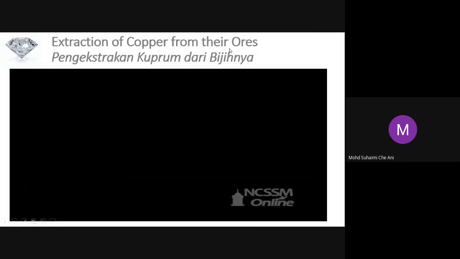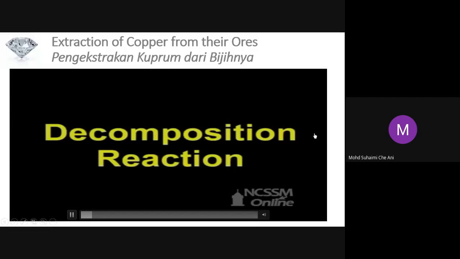Copper tadi you guys learned, with copper we can just heat the copper and then afterward you will get the metal. So in this experiment, detect the malachite.